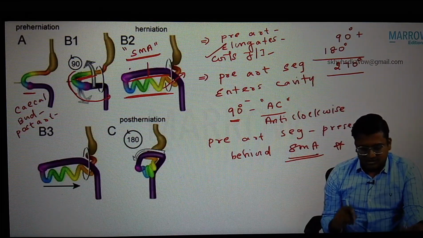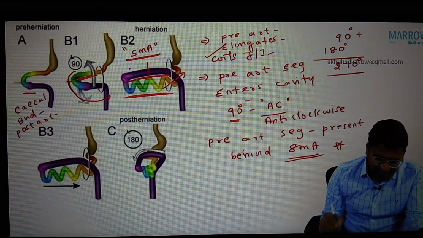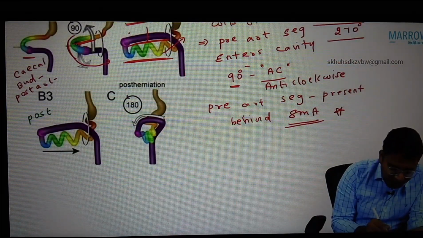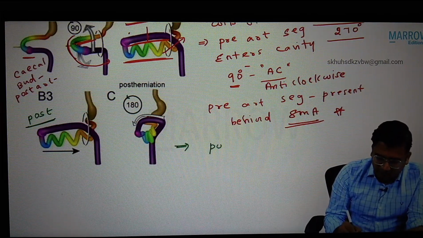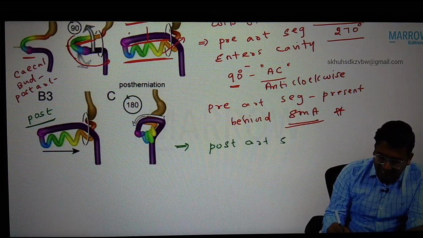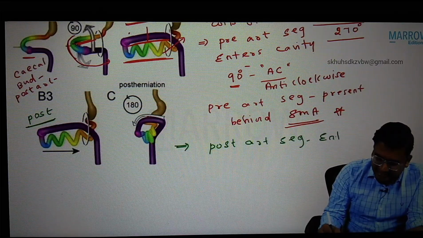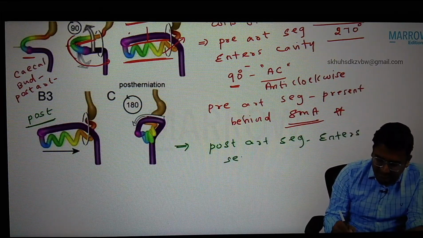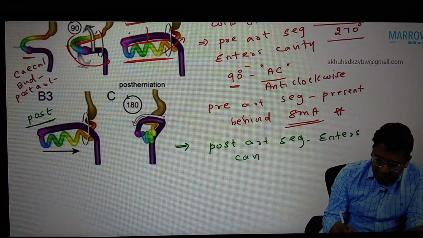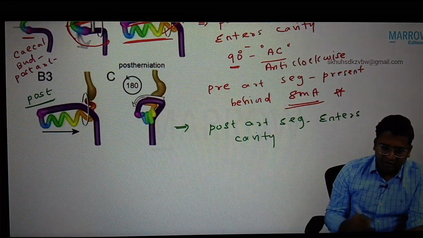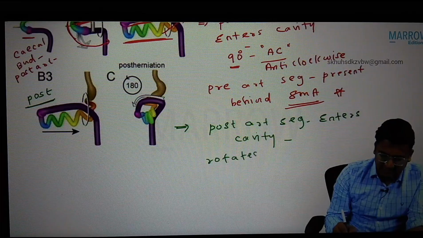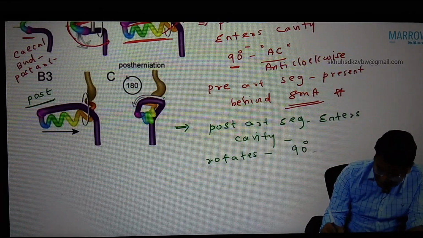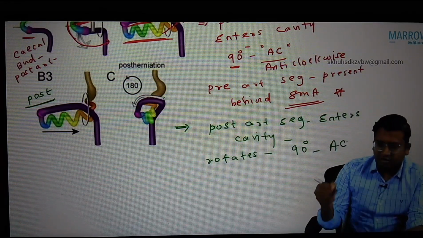Okay. Now next point. See the post-arterial segment here. Now this is the post-arterial segment. Now the post-arterial segment enters the cavity. Post-arterial segment enters the abdominal cavity. Now while entering, the post-arterial segment rotates. How many degrees, sir? 90-degree. Which direction, sir? Anti-clockwise side.